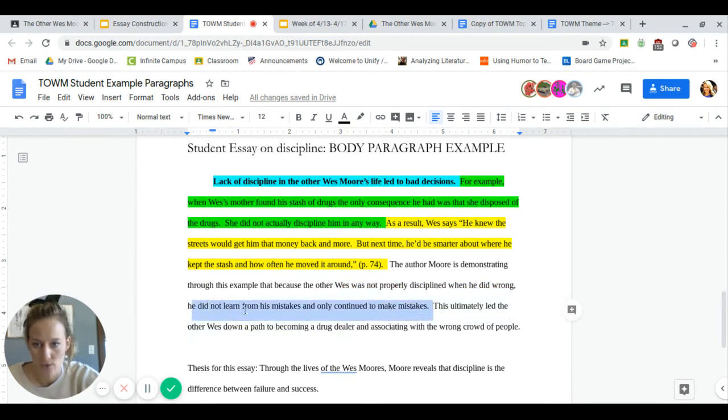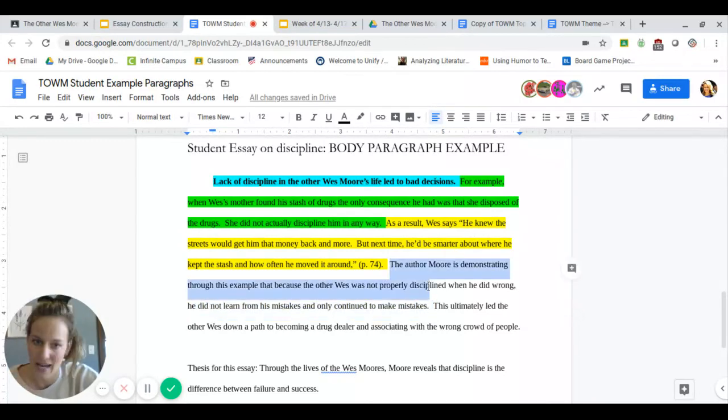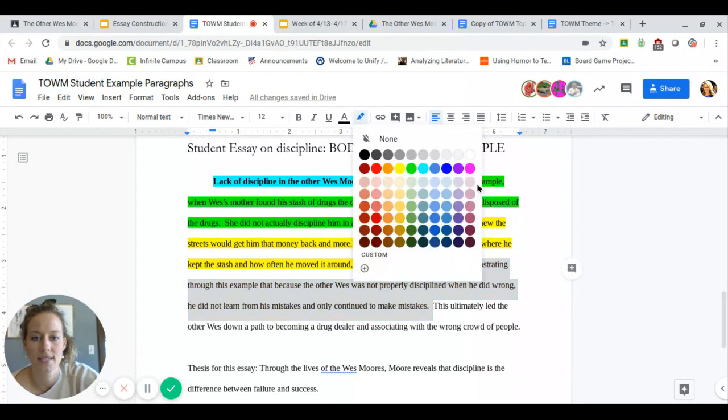So therefore, that's bringing us right back to the claim. So this tie-up did an awesome job of showing us how the evidence supports the claim, which is exactly what a tie-up should do. And this is going to be pink for us.